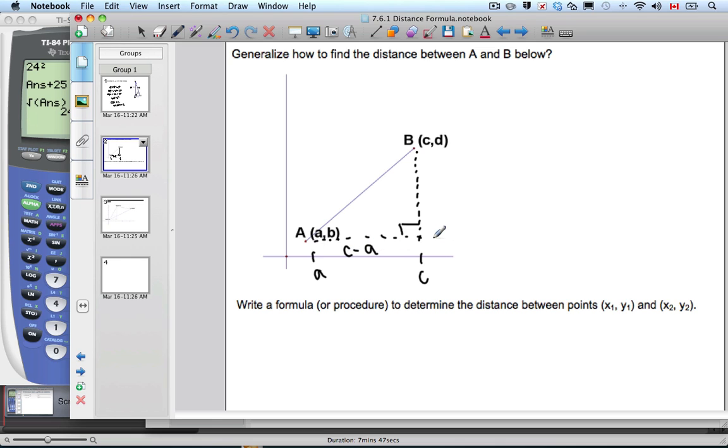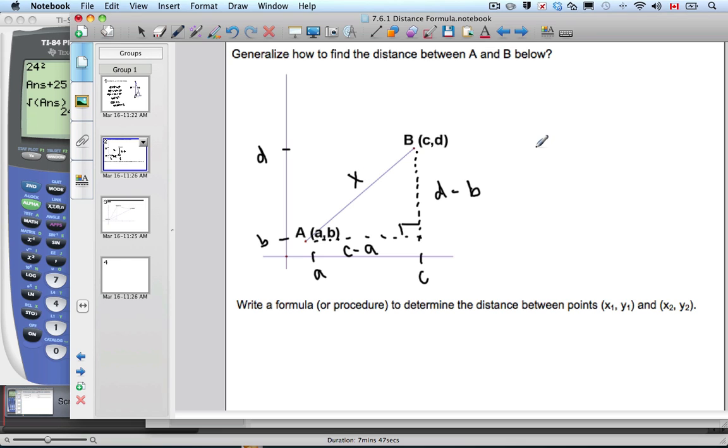We can use that same logic on the other side. That bottom line there is all the way up to B, and the top will be D. So the distance must be D minus B. Now we want to find this, let's call it X.